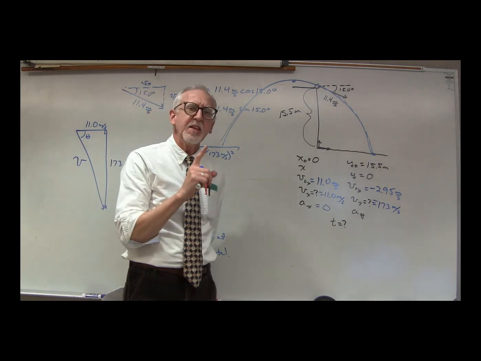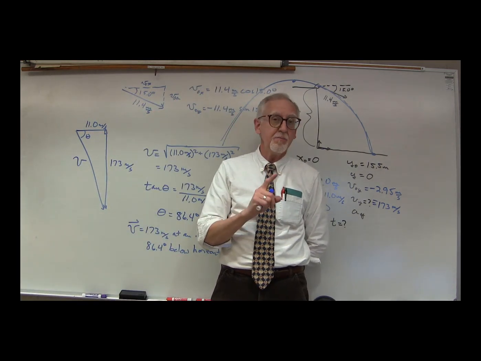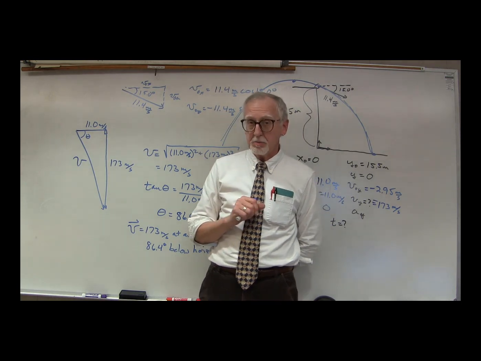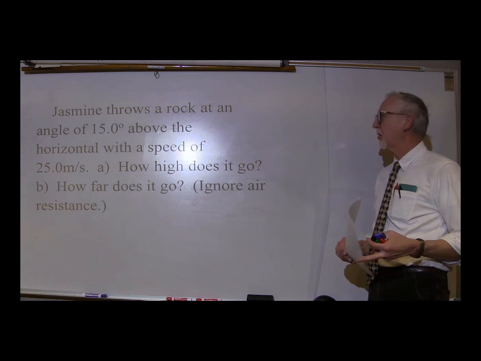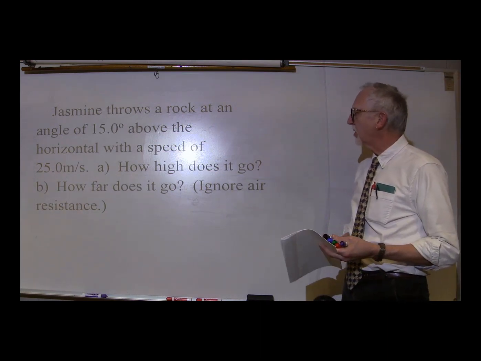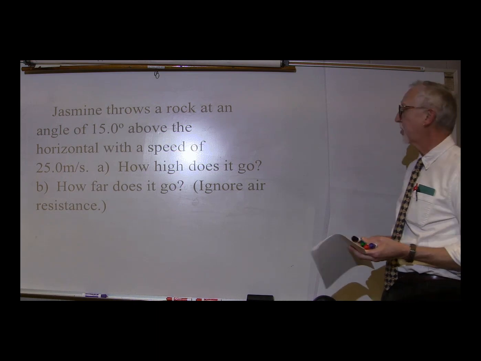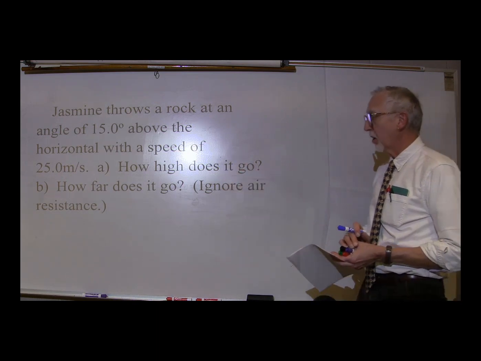Now, I'm sorry, I know I said this was going to be the last one, but let's do one more because there's one more point that I want to emphasize in solving these problems. Last problem. Now, really the last problem. Jasmine throws a rock at an angle of 15 degrees above the horizontal with a speed of 25 meters per second. A, how high does it go? B, how far does it go?